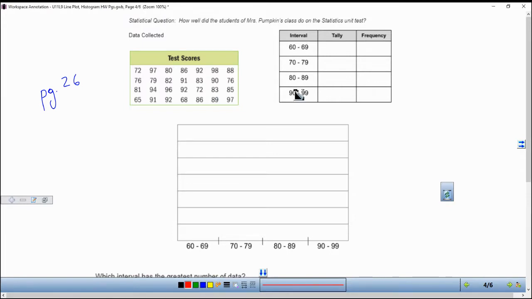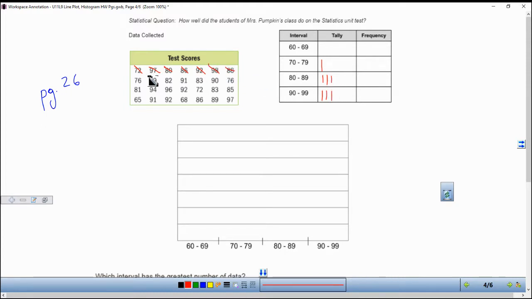We have our intervals already set up. It's going up by tens. You can see here, so the different intervals there. And we're going to put these scores in those intervals. So 72 would be 70 to 79, 97, 90 to 99, and so on and so forth. So I'm just going to kind of put these in here. And then we'll talk about the frequency, and then we'll start making the histogram.